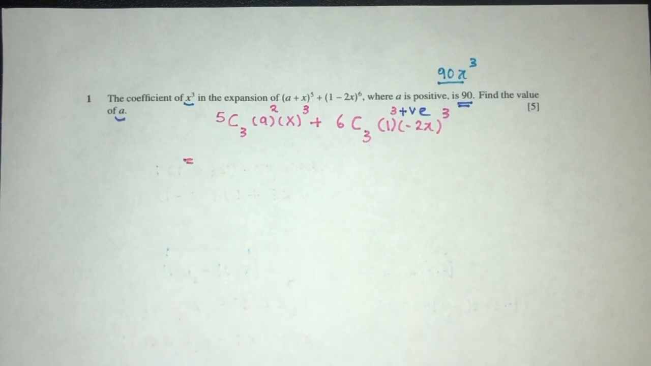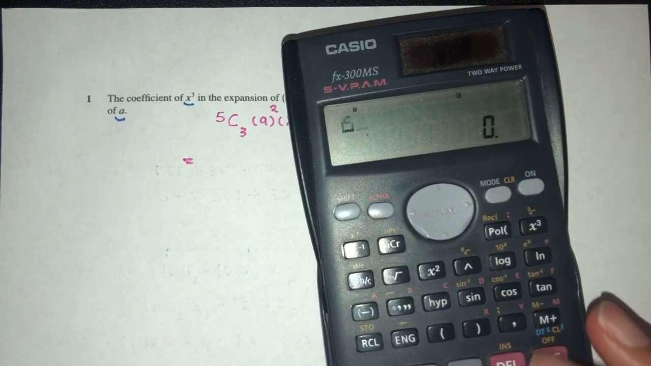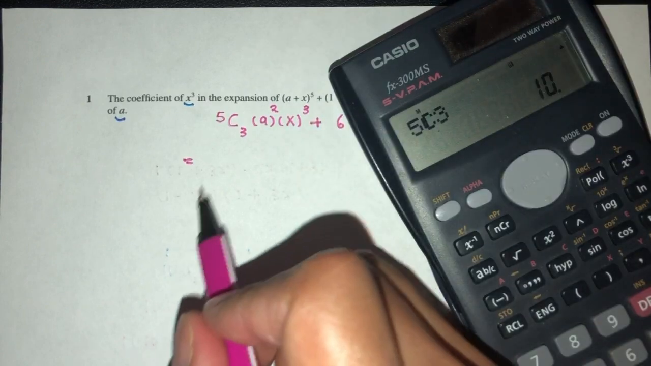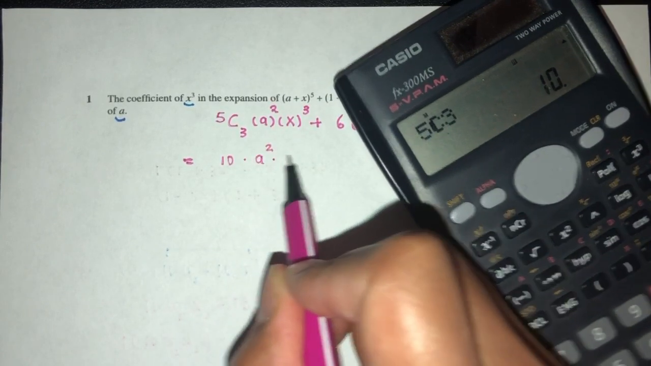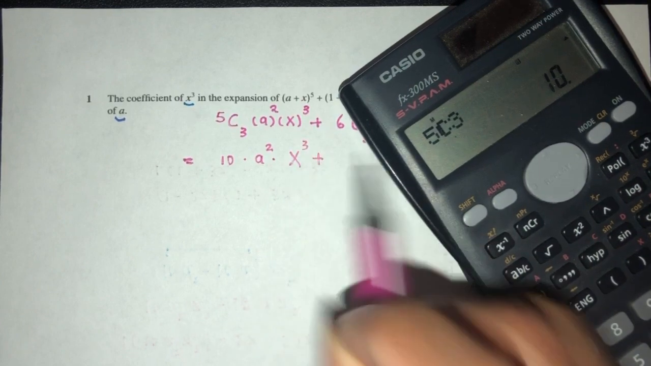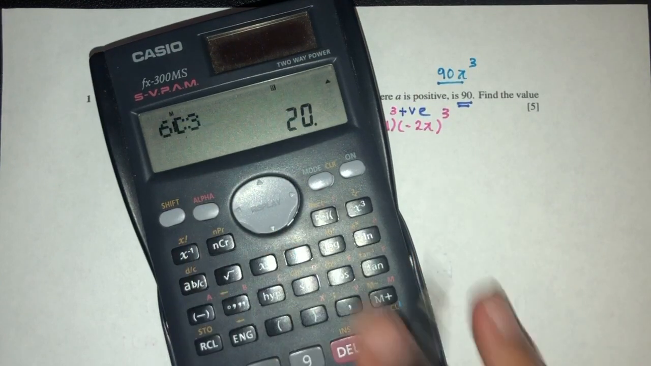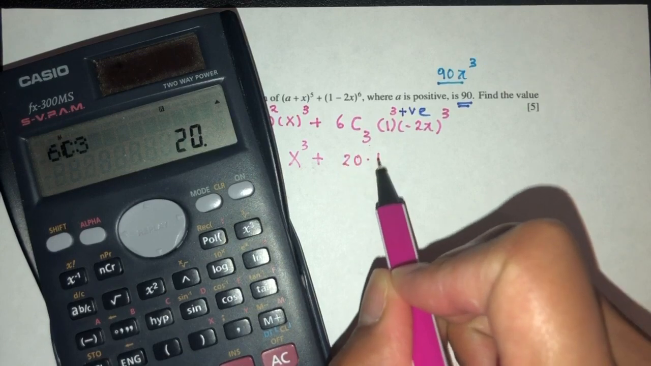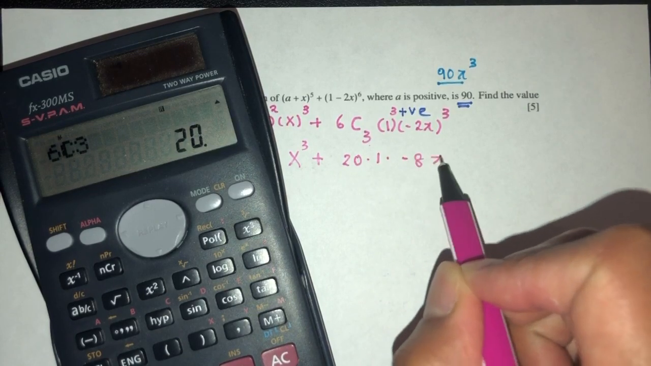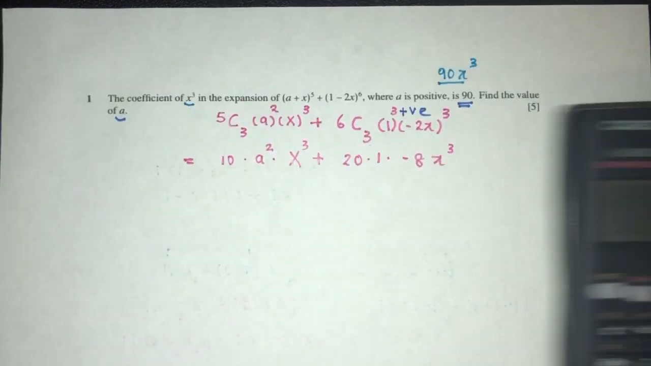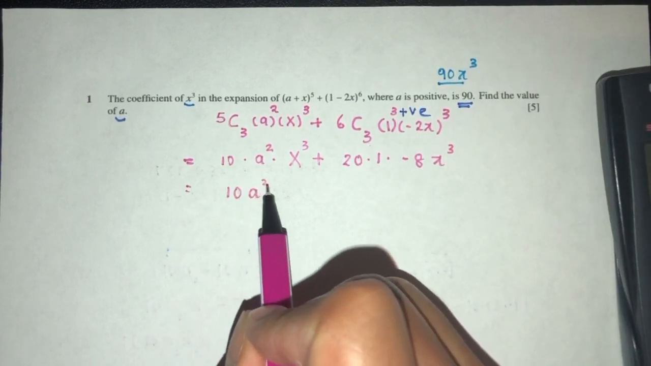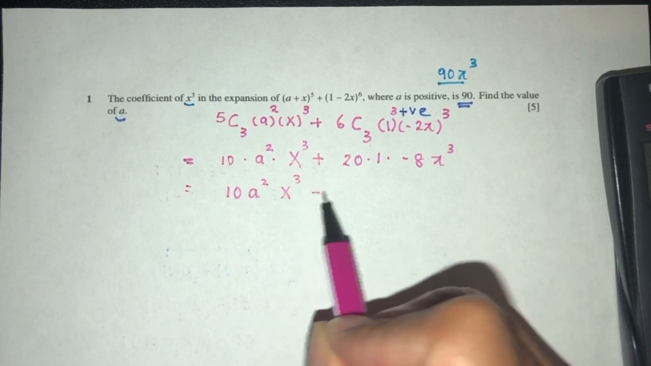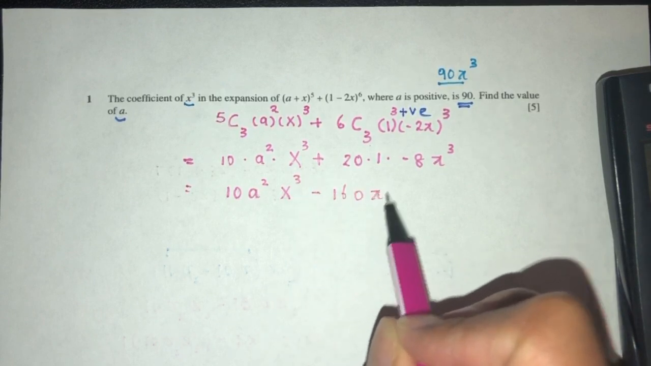Let's try to simplify. So here we have 5 choose 3. That should be 10. This is a power 2, so a squared, x power 3. Plus 6 choose 3. That should be 20, times 1, times minus 8x cubed. Simplify. So this will give you 10a squared x cubed minus 160x cubed.